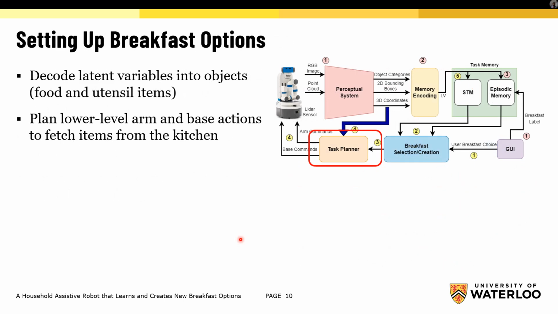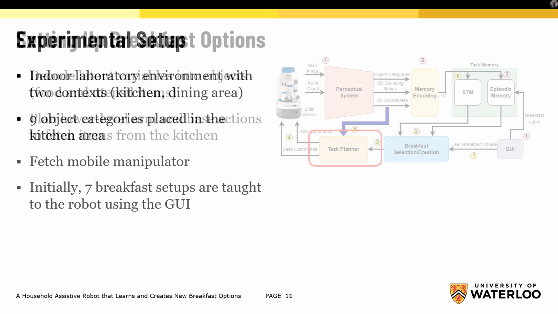Finally, to set up the breakfast options physically, we decode the latent variables, get the object categories, and then plan lower level actions for arm and base for the robot to go and pick those items from the kitchen and bring them to the dining table.